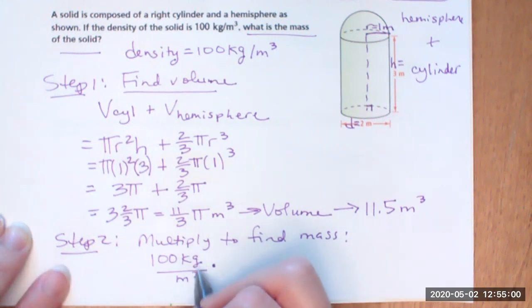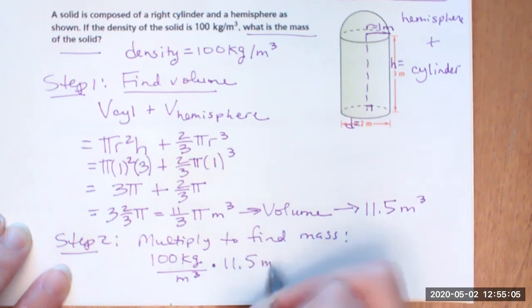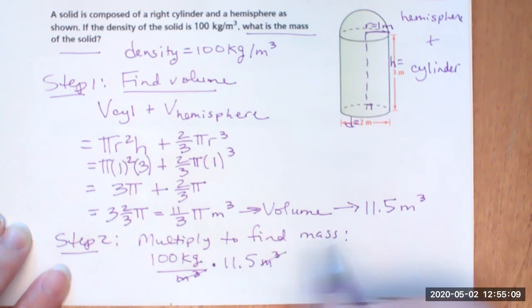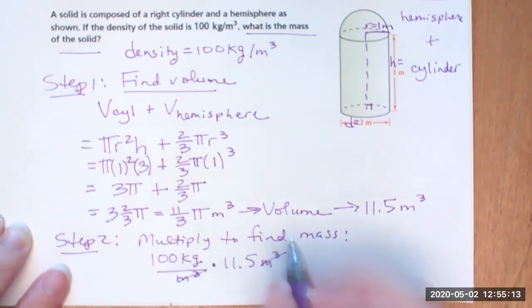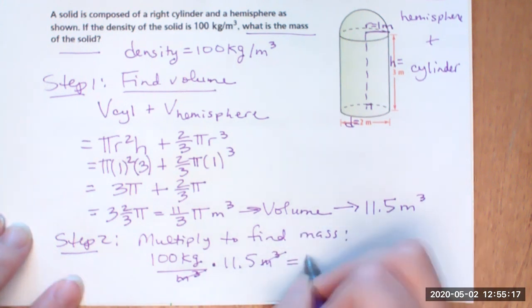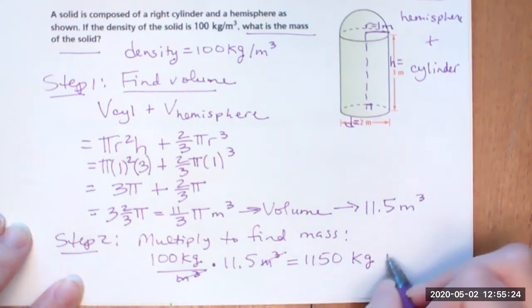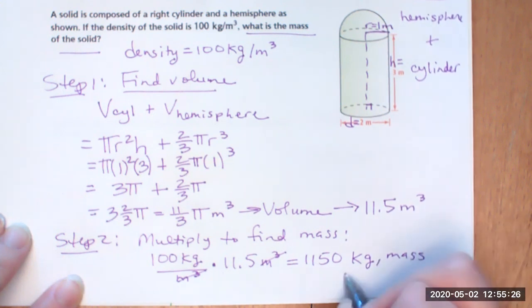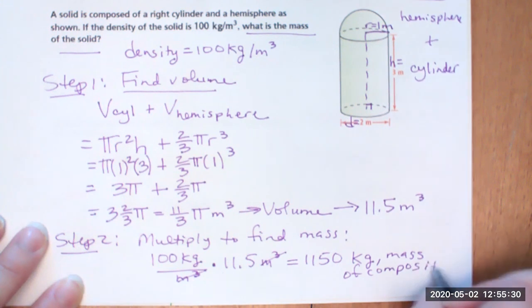So 100 kilograms per meter cubed times 11.5 meters cubed. Multiplying that out, of course, meters cubed cancel. 100 times 11.5, hopefully you can even do this mentally. Move the decimal 2 places to the right and you'll get 1150 kilograms. And that is the mass of the composite figure.